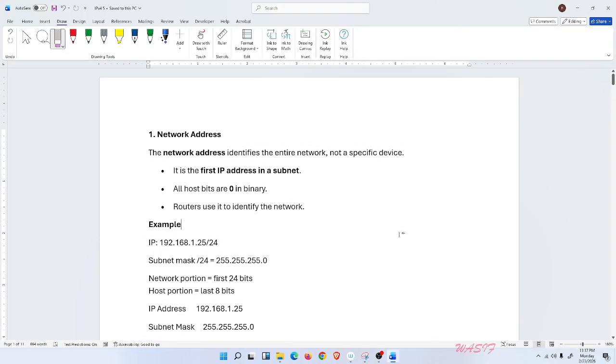Today we are going to learn how to find the network address, broadcast address, first IP address in the range, then last IP address in the range. Now first of all, network address.